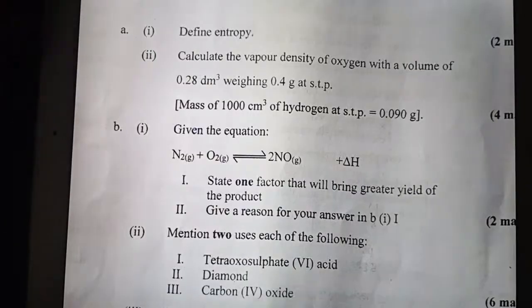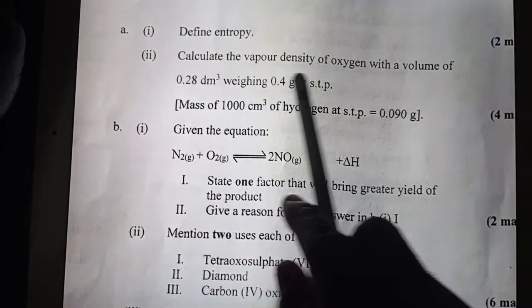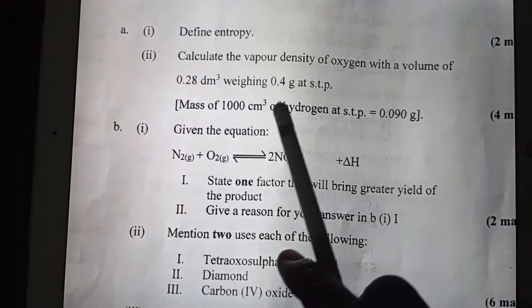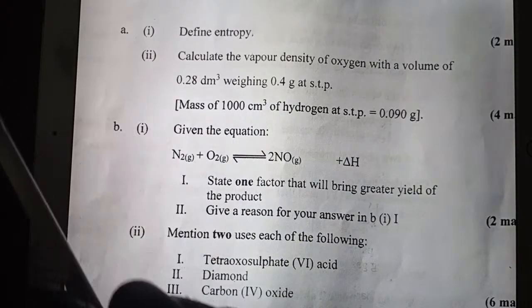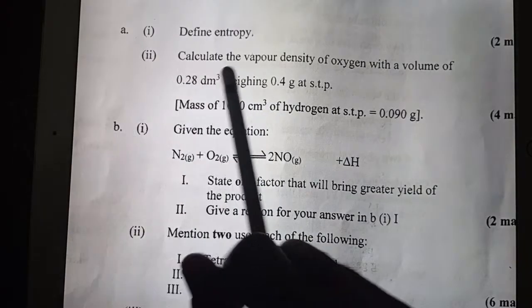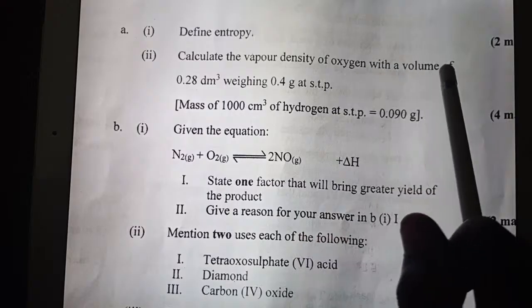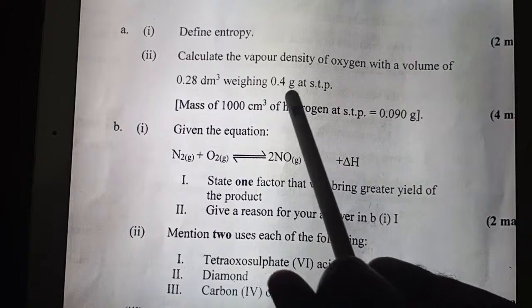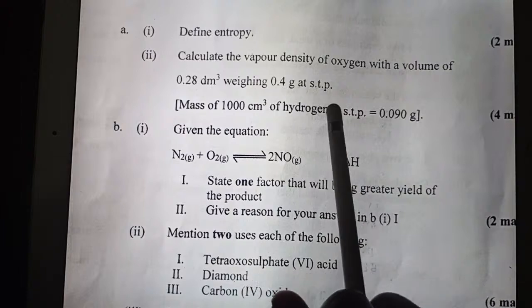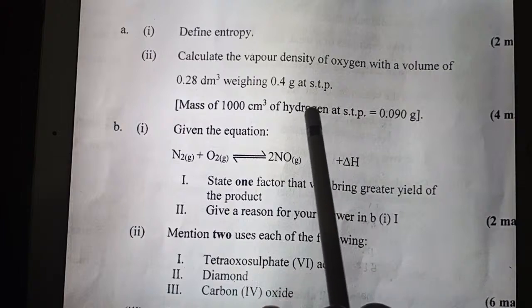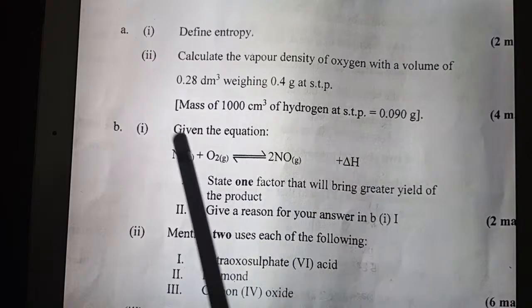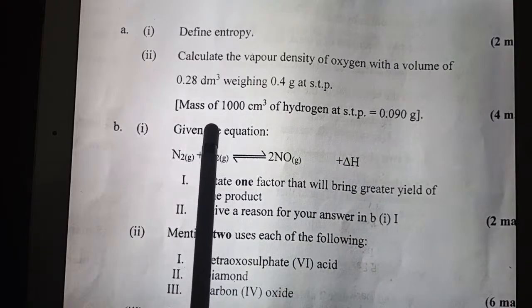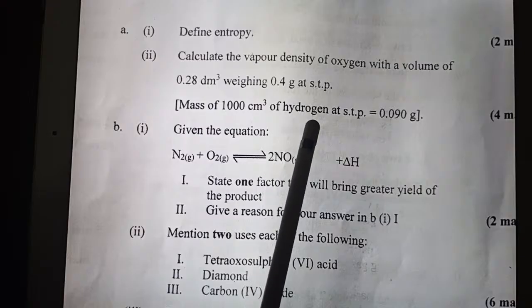As we go back to the question, this is the page I'm on. I will facilitate my answer. I've answered entropy. Calculate the vapor density. Remember, vapor density is equal to molar mass divided by 2. Calculate the vapor density of oxygen with a volume of 0.28 dm cube weighing 0.4 gram at STP. They have mentioned STP, a standard condition which will help us to do what? Calculate. Now, the mass of 100 cm cube of hydrogen at STP.